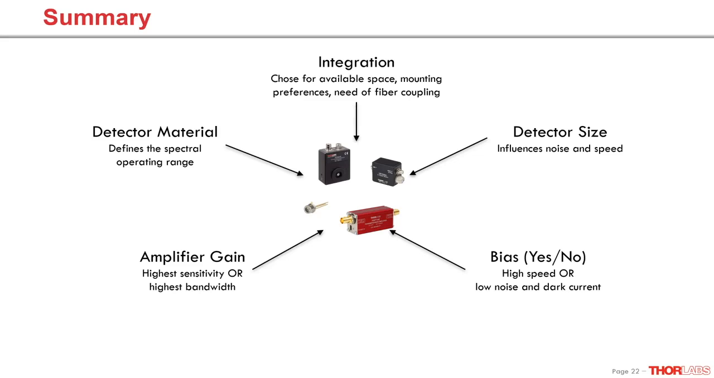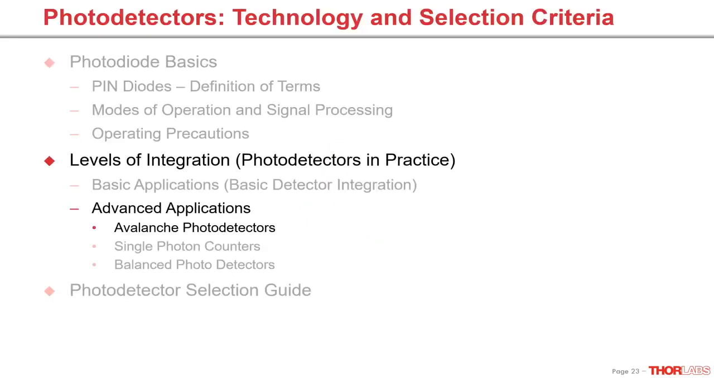A large field of application is already covered, but what can I do when I need both low noise and high speed, or high sensitivity and high speed, or all three of them? This question leads us to the advanced applications with avalanche photodiodes or balanced photodetectors.